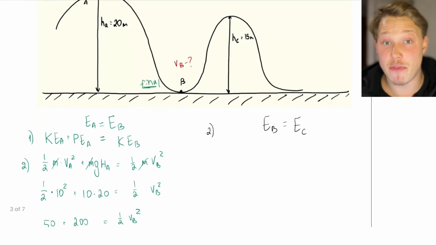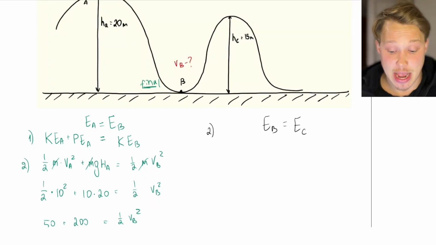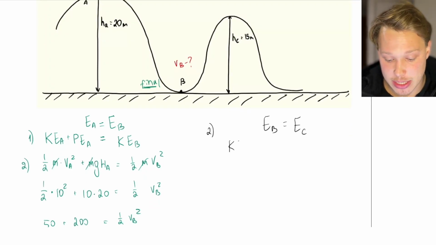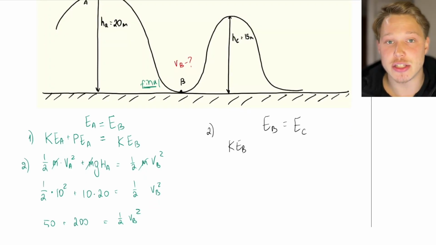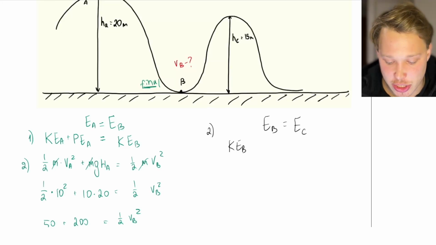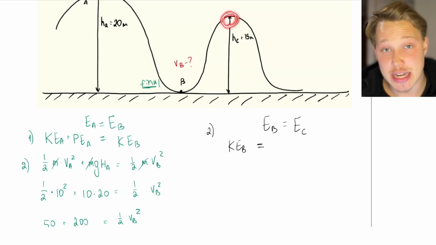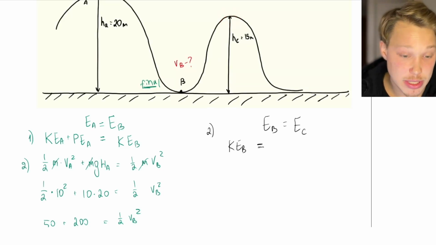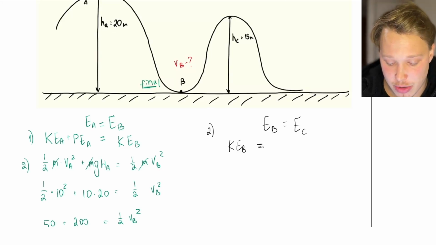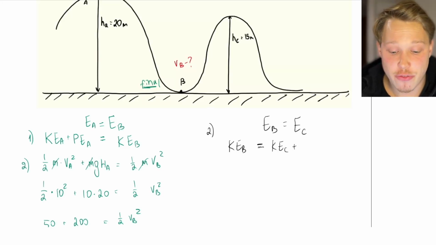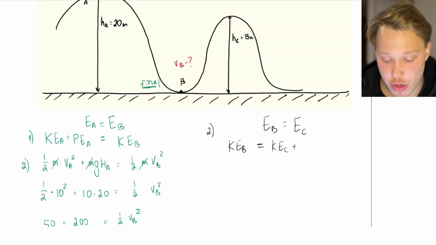So again, what type of energy does it have at B? Does it have velocity? Yes, so it has kinetic energy. Does it have height? No, therefore there's no potential energy, so it's just the kinetic. What about point C? What type of energy does it have? Does it have velocity? Well, yes, because we're asked to find the velocity. So if it has velocity, it will have kinetic energy. Does it have height? It does have height, therefore it has potential energy at C as well.